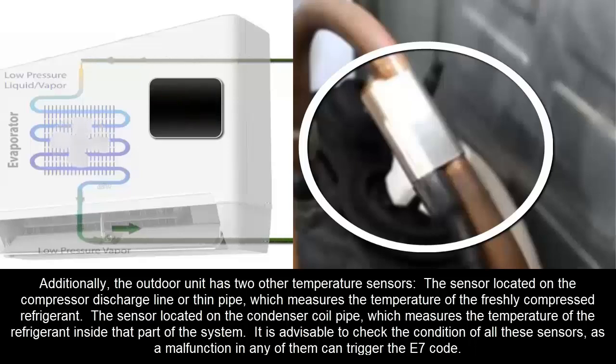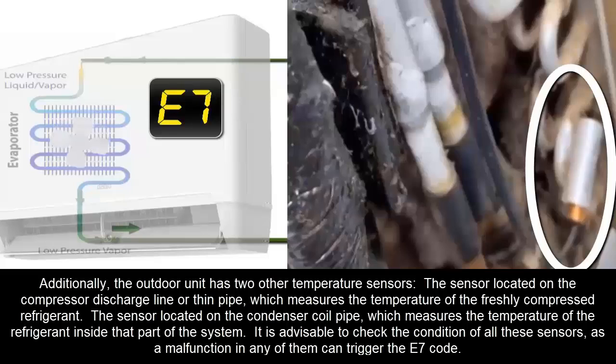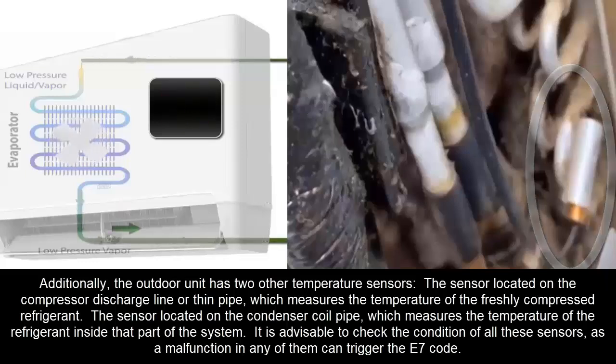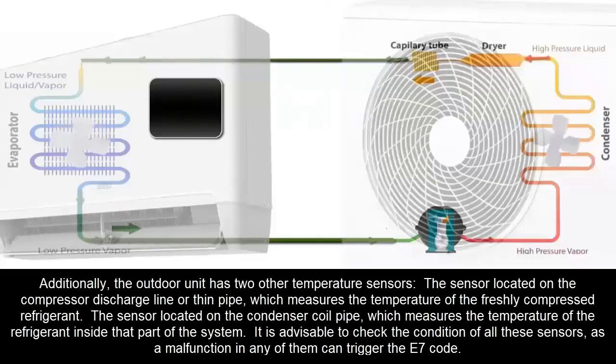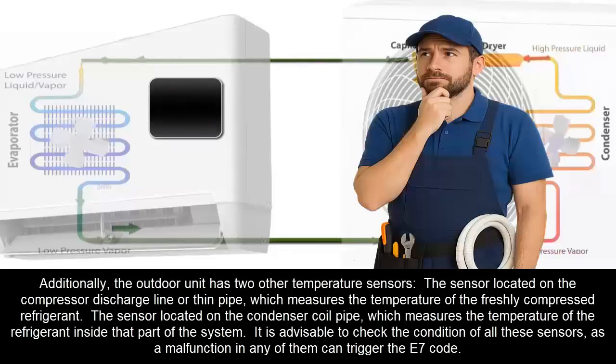The sensor located on the compressor discharge line, or thin pipe, measures the temperature of the freshly compressed refrigerant, and the sensor located on the condenser coil pipe measures the temperature of the refrigerant inside that part of the system. It is advisable to check the condition of all these sensors because a malfunction in any of them can trigger the E7 code.